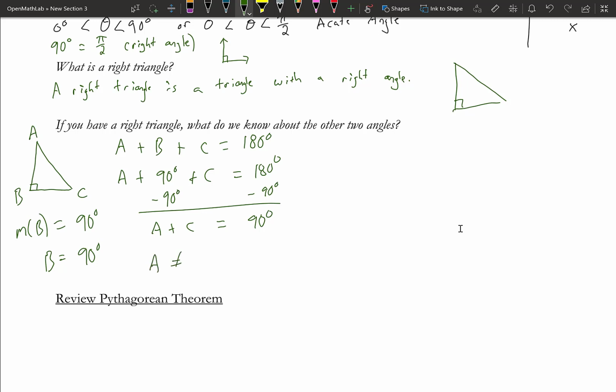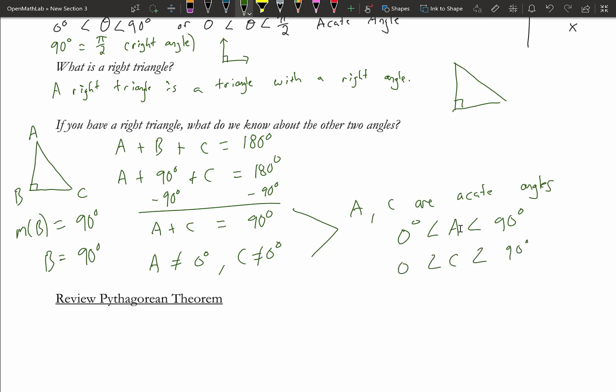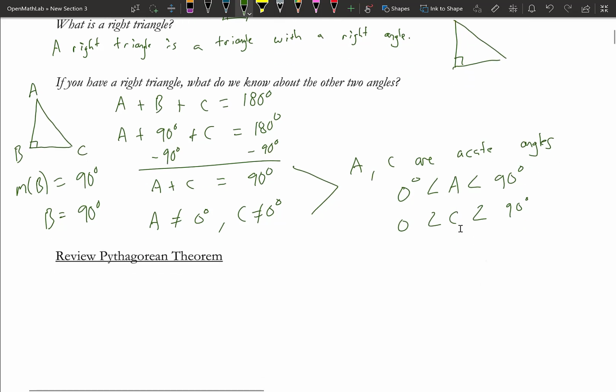Since A plus C has to add to 90, and A cannot be equal to 0 degrees and C cannot be equal to 0 degrees, because otherwise we wouldn't have a triangle, what that tells me is that A and C are acute angles. So both A and C are going to be in between 0 and 90 degrees.